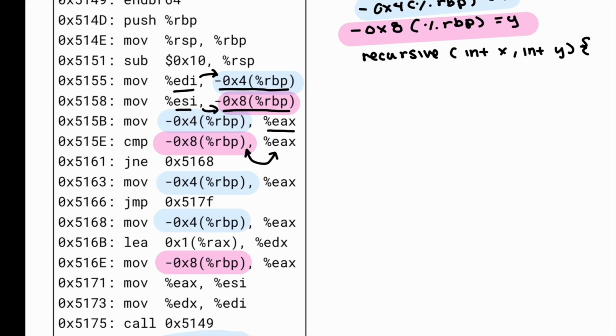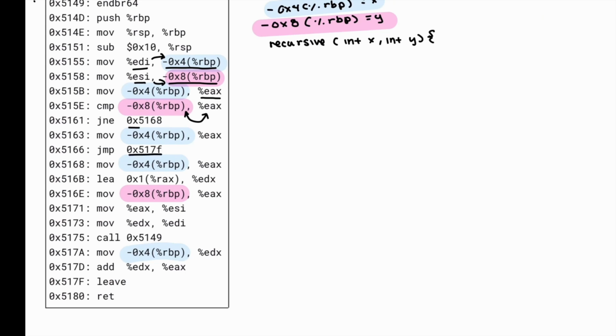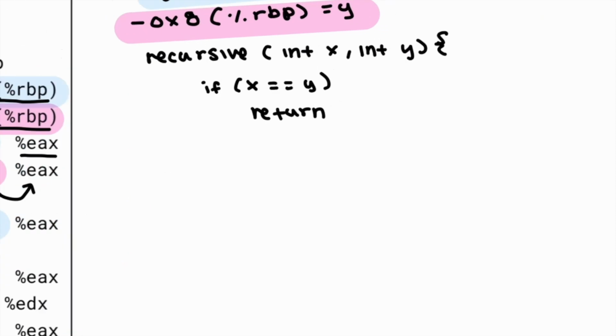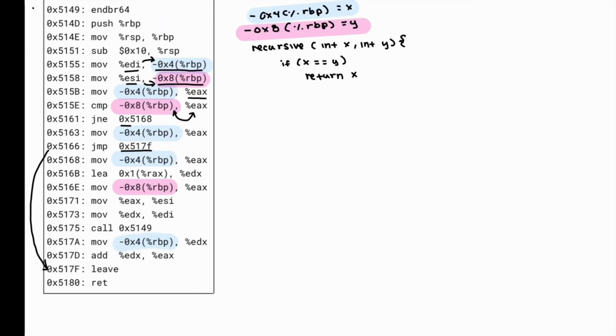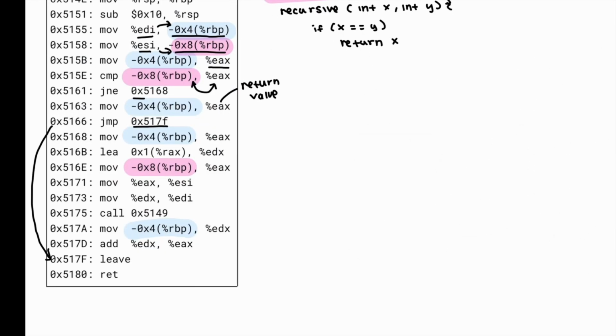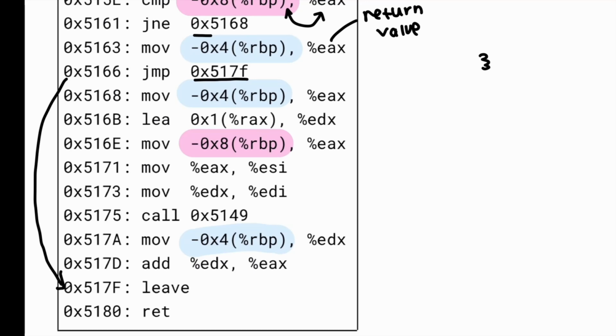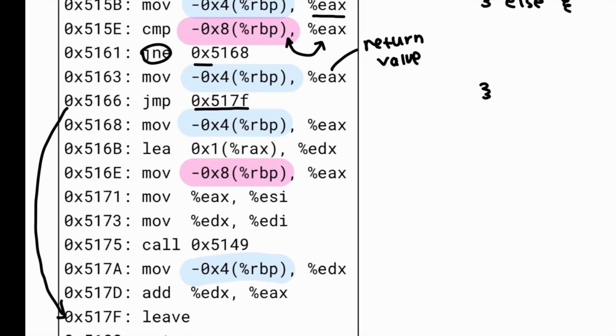And what are we comparing? We're comparing if they're equal. And if they're equal, then we would jump to 517f and we would go down all the way over here, and that would basically end our recursive function. So basically our base case is if x and y are equal. So we know that if x equals y, we would return x, because we would move x into EAX, which is our return value, and then when we do leave and ret, it would return x.